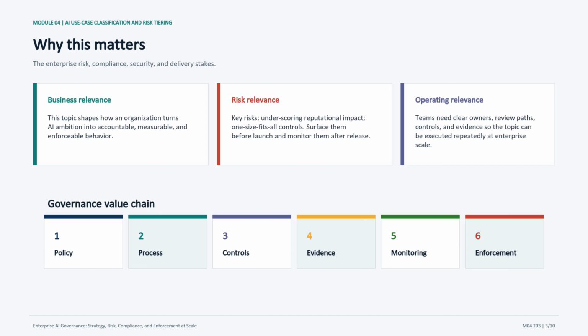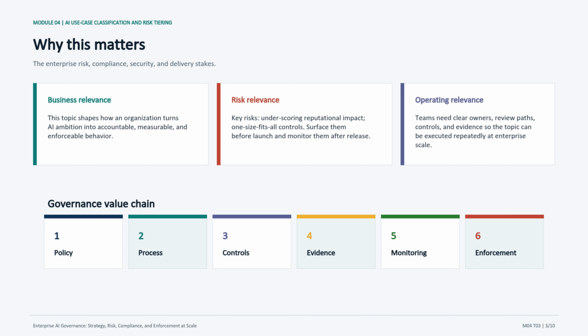High risk versus low risk use cases matters because AI governance is not only about writing policies, it is about preventing unmanaged AI behavior from becoming business, compliance, security, or reputational risk. The risk side is especially important here. For this topic, the common failure modes include underscoring reputational impact, one size fits all controls, and unapproved escalation. I would pause on each one and ask the class, what would the first warning sign look like in production?